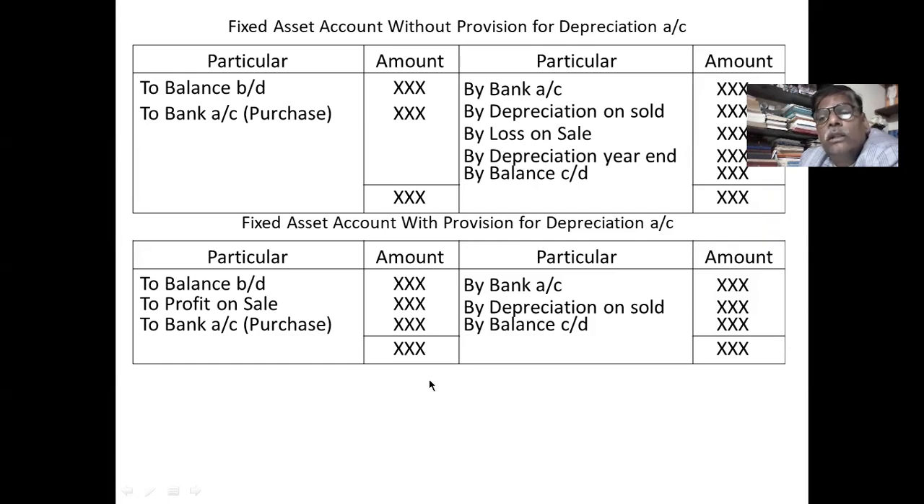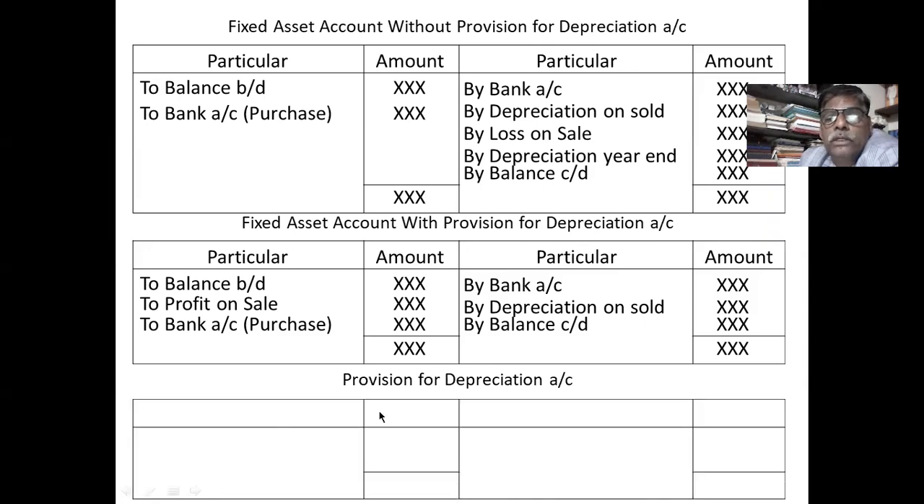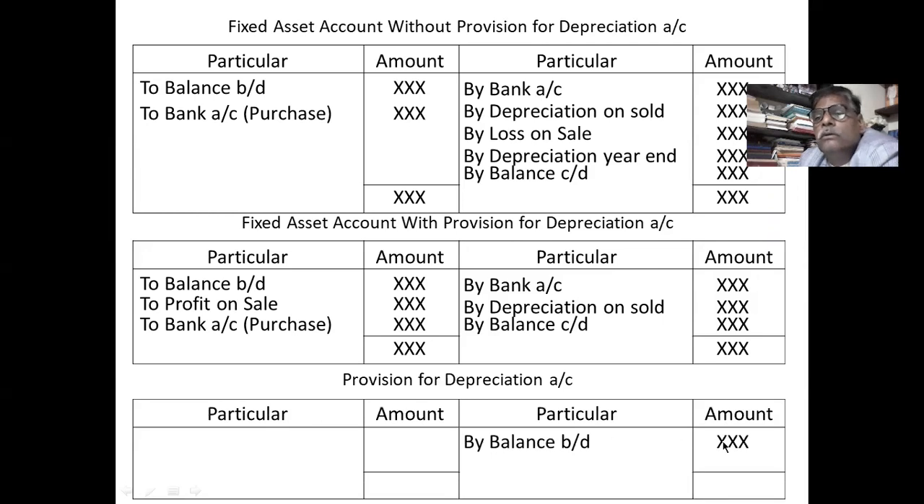That is to be recorded in the provision for depreciation account. You see here, provision for depreciation account. In the provision for depreciation account, first you have to write by balance brought down. It is a liability account, so it starts from the credit side. By balance brought down, you take the last year provision for depreciation. To balance carried down, current year provision.